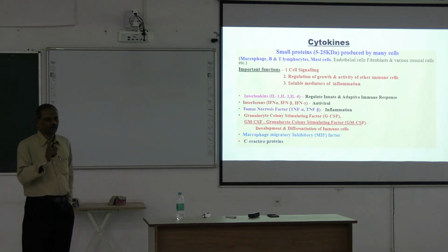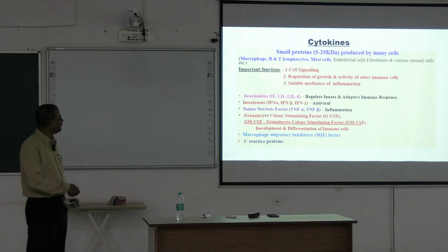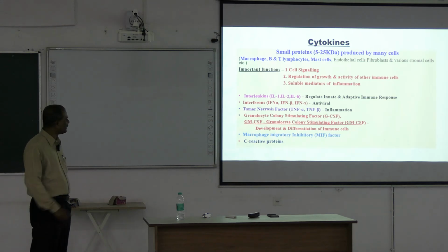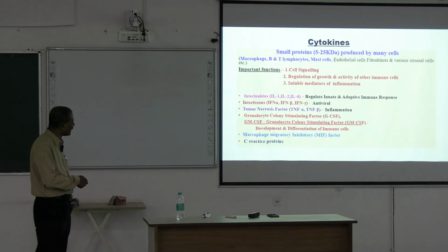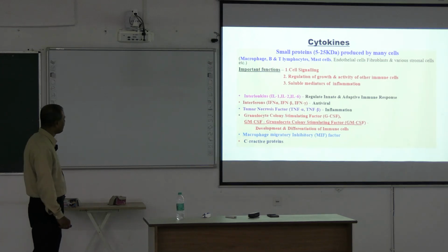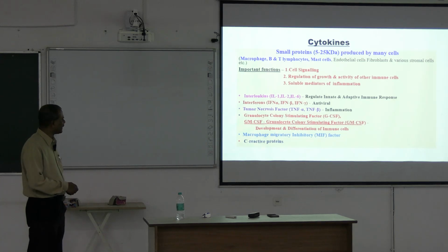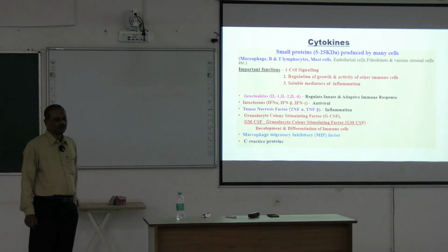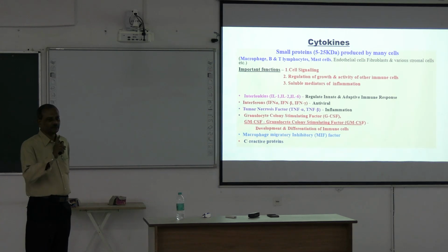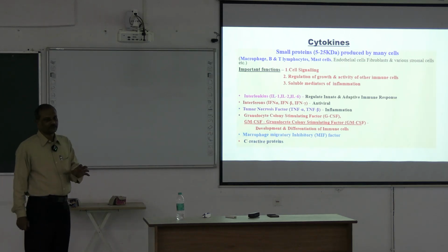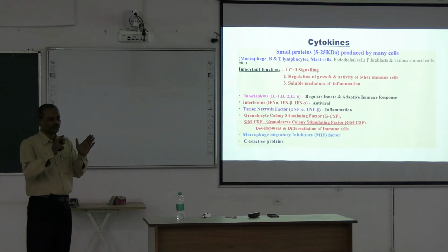Interferons are basically antivirals. And you write down this thing, interferons are designated as IFN. IFN alpha, beta and gamma, they are antiviral. Tumor necrosis factor, mediators of inflammation. These you will read in detail in the physiology class or maybe in the pathology class in future. Granulocyte colony stimulating factor helps in differentiation and maturation of granulocytes in the bone marrow.